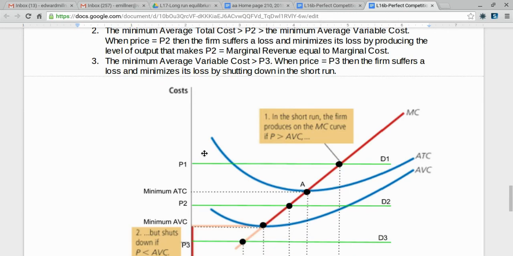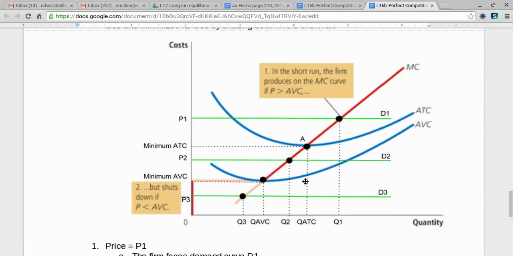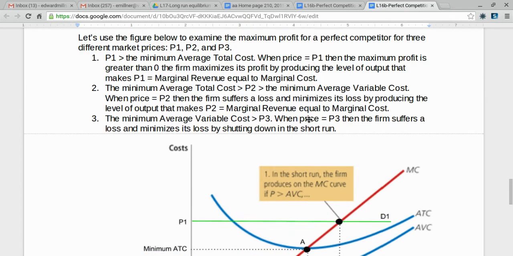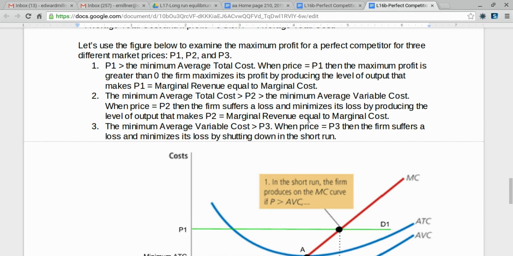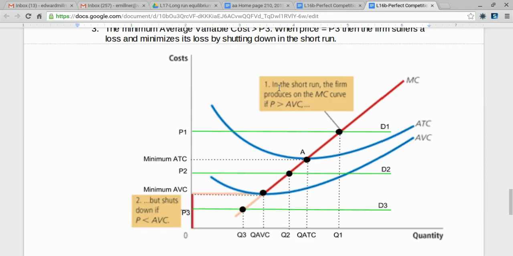P1 is a price that's higher than the minimum average total cost. The height to point A shows me the minimum average total cost, and P1 is higher than that. When the market price is P1, the demand facing the firm will be the horizontal line D1. At that price, the maximum profit is greater than zero, and the firm maximizes its profit by producing the level of output that makes P1 equal to marginal cost.